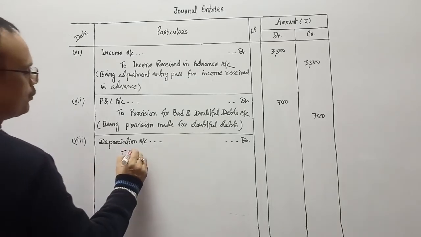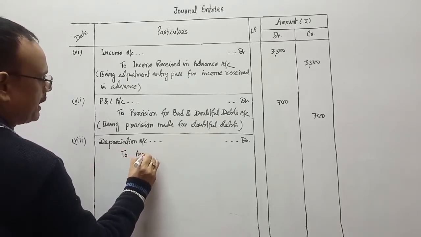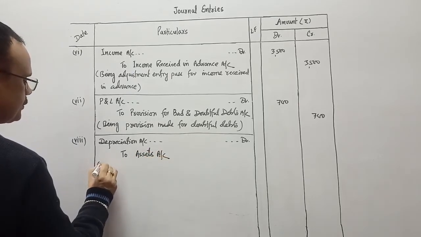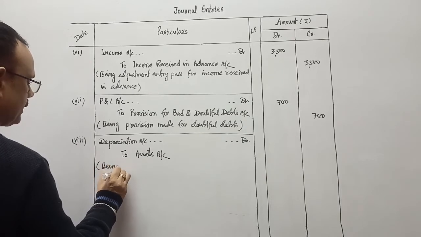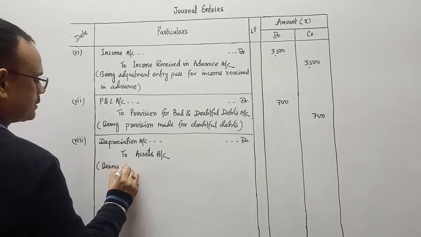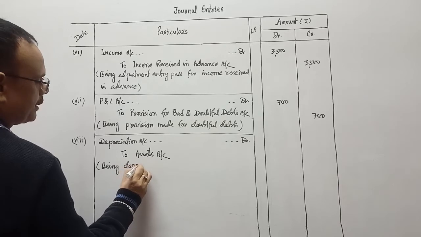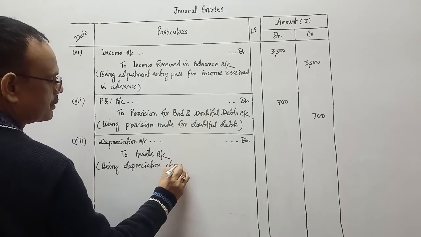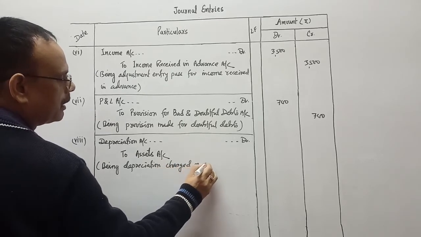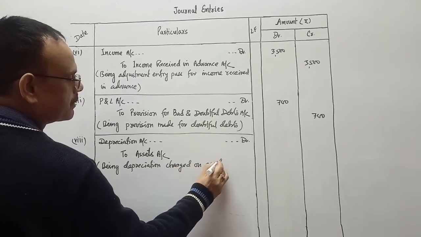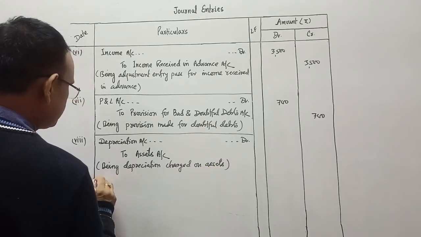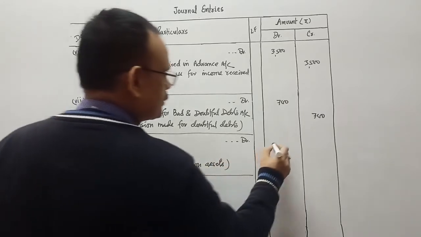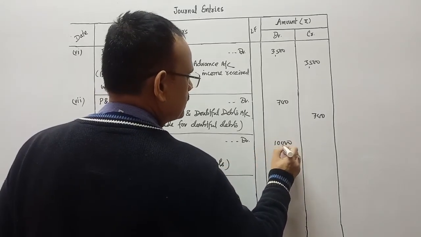So the asset account will be credited by us. Being depreciation charged on assets. Suppose depreciation is 10,000, then you write it 10,000 over here.